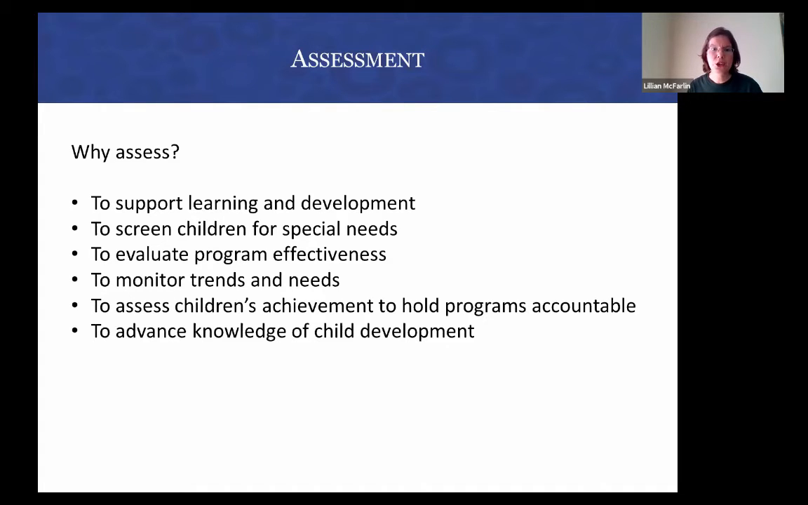And then to advance your knowledge of child development. If you're trying to figure out what children learn, you have to yourself figure out what is supposed to be happening with these children. You have to do your own homework. If you want to figure out, are my children developmentally where they need to be in gross motor, you yourself have to learn, well, what is developmental for this age group?